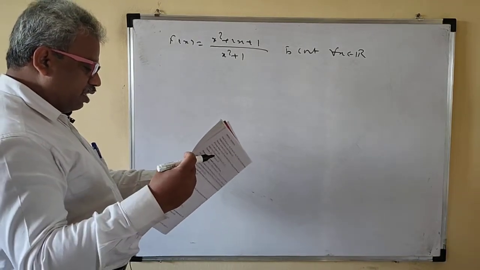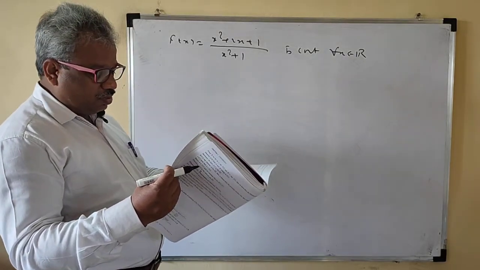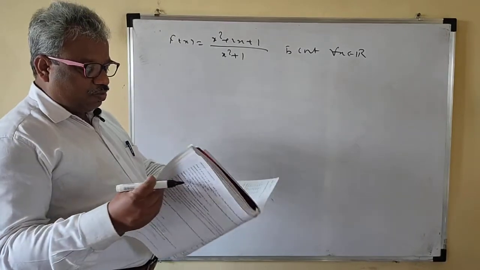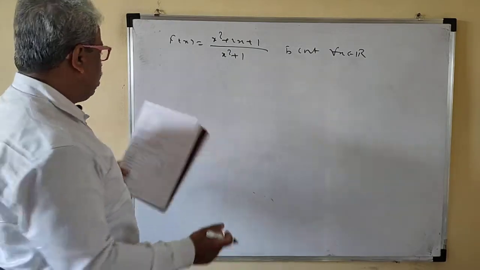So that algebra is also there. Sum of two continuous functions is continuous. Product of two continuous functions is continuous. Division of two continuous functions is continuous if the limit of the denominator is not 0.